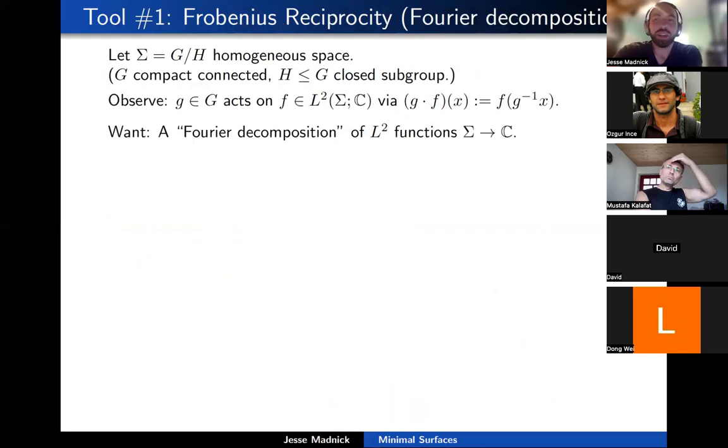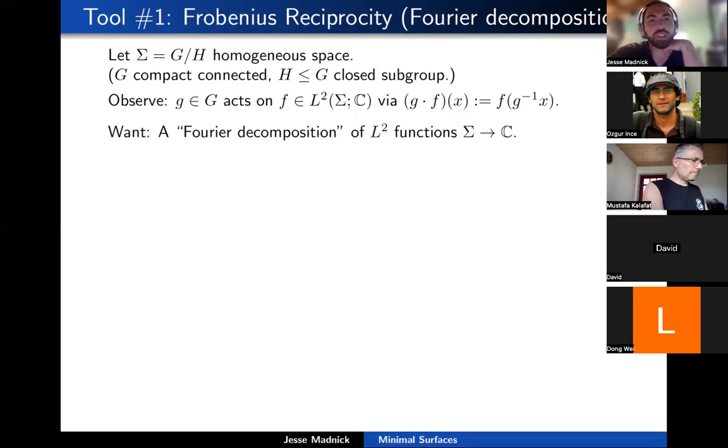Right, so now on to the technical tools. Like I said, there are 4 steps and each step requires a tool. For step number 1, we're going to need Frobenius reciprocity. We're going to need a Fourier decomposition of the functions on sigma. Sigma is a homogeneous space, and here sigma doesn't have to be a minimal hypersurface, by the way. It's just some arbitrary homogeneous space with a G invariant metric. Capital G is compact and connected always, and H is a closed subgroup.